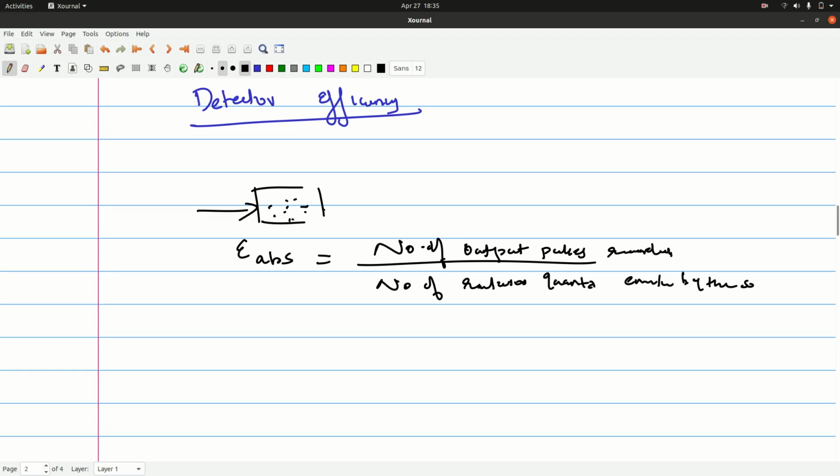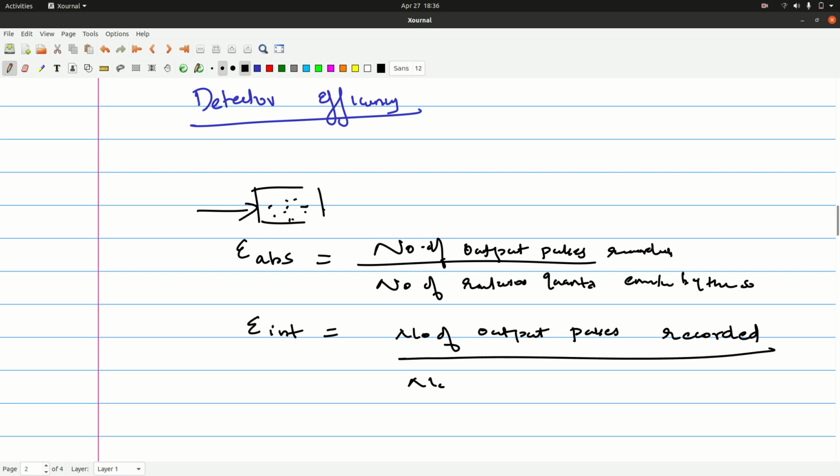Okay, epsilon intrinsic is the number of output pulses recorded divided by the number of radiation quanta incident on the detector. So it only depends on the detector's properties.